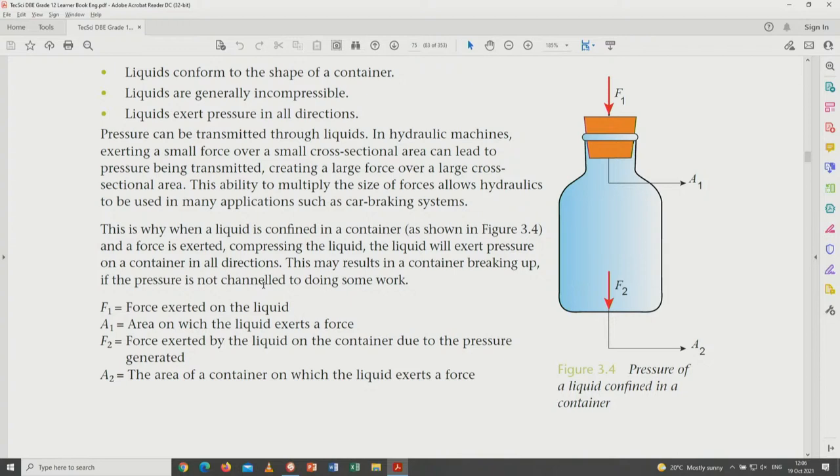Now, when a liquid is confined in a container, a force is exerted compressing the liquid. The liquid will exert pressure on the container in all directions. This may result in the container breaking up if the pressure is not channeled to doing some work.